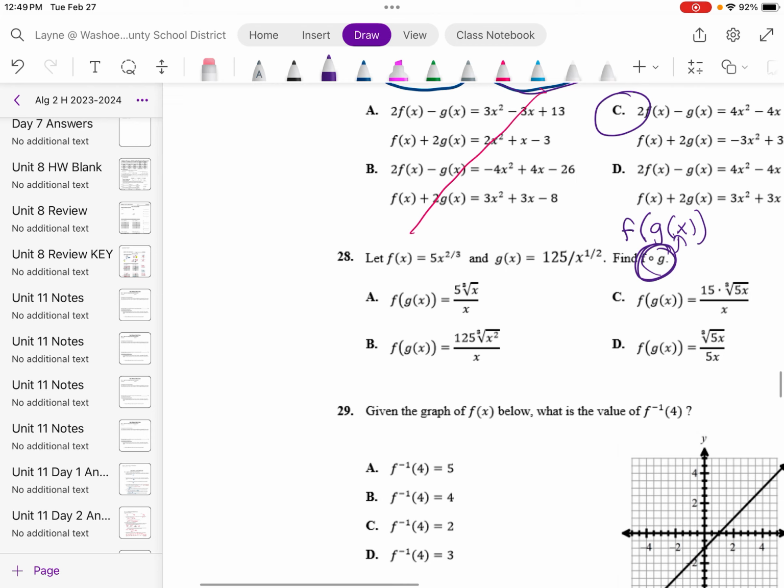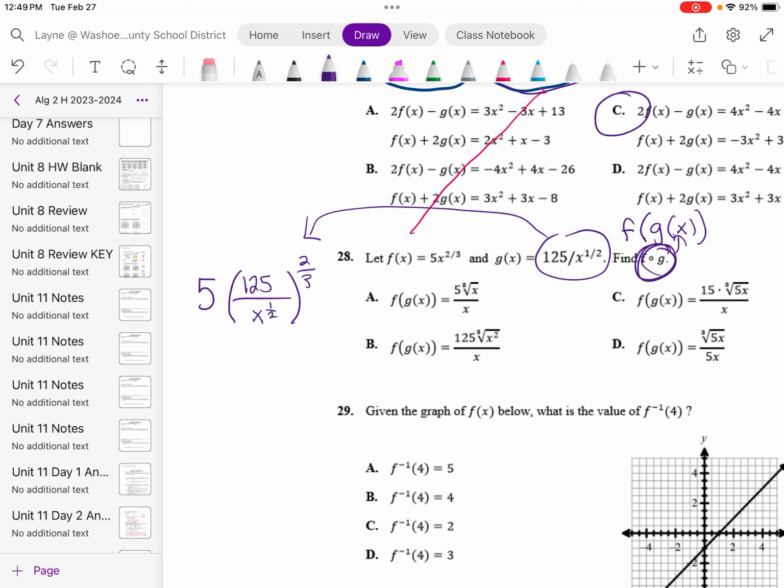The way I like to do this is I write f, which is 5, but I don't put x. I instead put a parentheses, and that's where I'm going to plug in the g function. So this gets plugged into those parentheses. So this would be 125 over x to the 1/2. All right, and now we need to simplify.